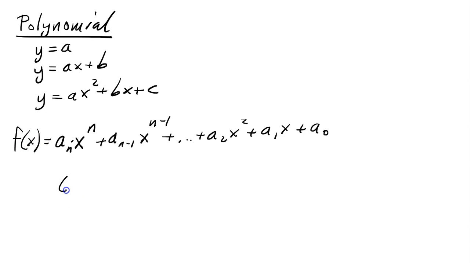For example, 6x^5 minus 3x^4 plus x^2 minus square root of 2. This is a polynomial. So we have here constants, and then we have powers of x. So we could have many different types of polynomials.